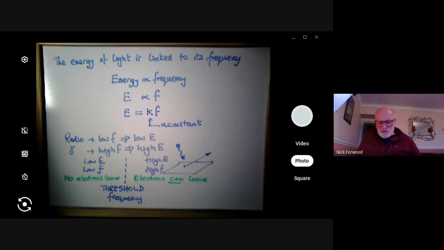So if we want to see if electrons are going to get removed from our metal, we need to find out what the threshold frequency is for that cutoff point, where below that cutoff point no electrons leave, and above that cutoff point electrons can leave. And that really depends on how tightly the electrons are bonded in.